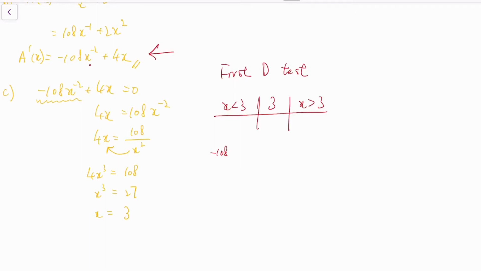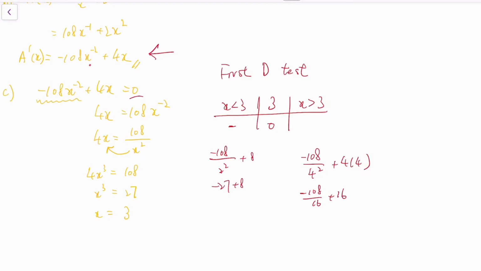Again, x to the power of negative 2 means over x squared, over 2 squared, plus 4 times 2, so it's 8. So again, 108 over 4, because 2 squared is 4, it's negative 27 plus 8, so that's negative. Right, when it's 3 it's 0, because we solved for 0. Bigger than 3, so let's say 4, plus 4 times 4, so you just plug it in, right? So 4 squared is like 16, so negative 108 over 16, plus 16, what's 108 over 16?